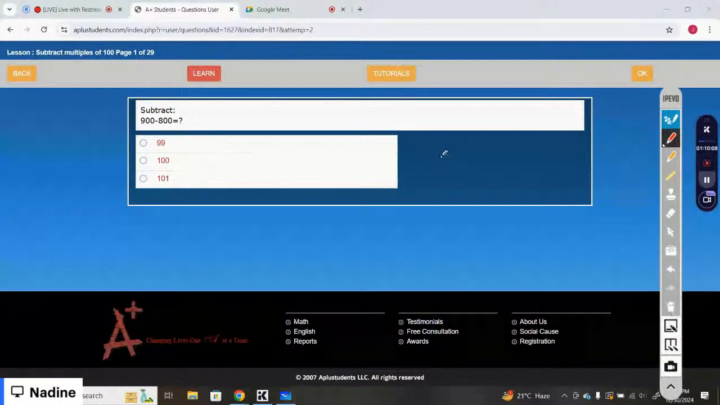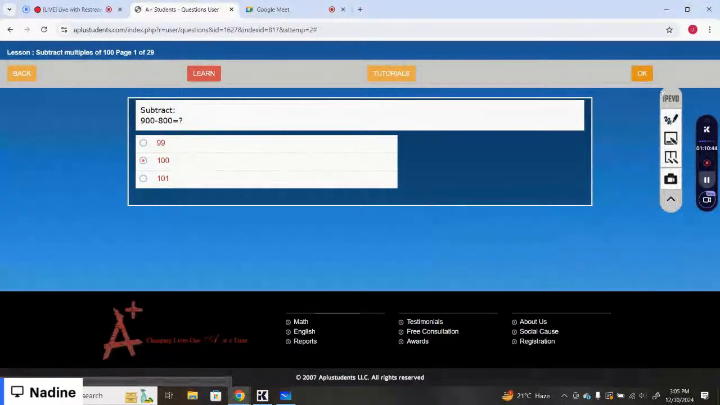900 take away 800. They have the same number of zeros, right? Write them down one above the other. 0 take away 0 is 0. Again 0 take away 0 is 0. 9 take away 8 is 1. So that is 100. So that means 900 take away 800 is 100. Option number 2 is the correct option.